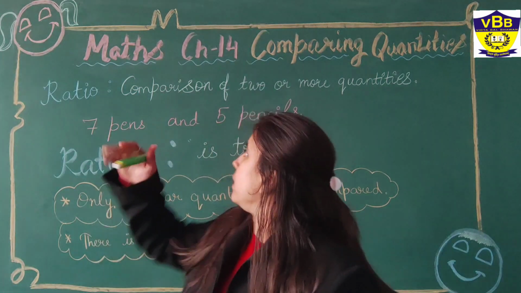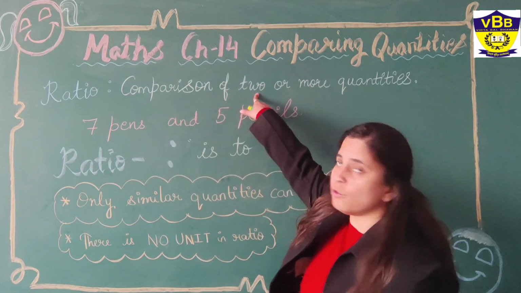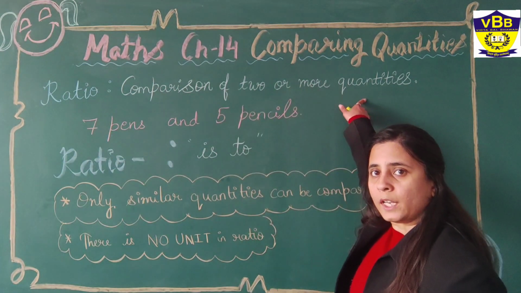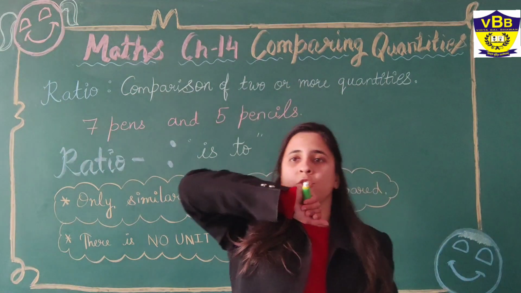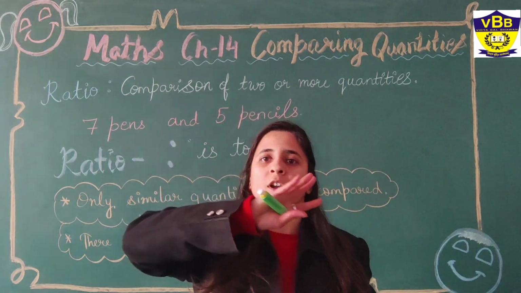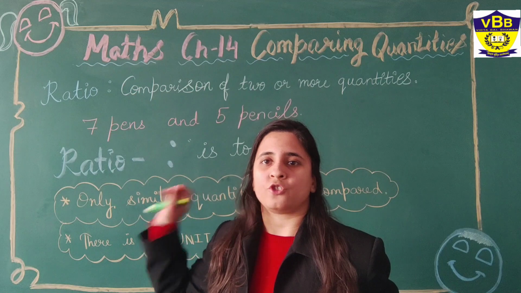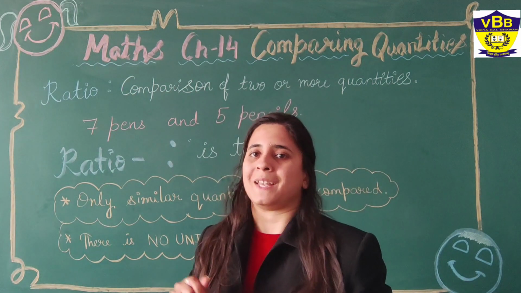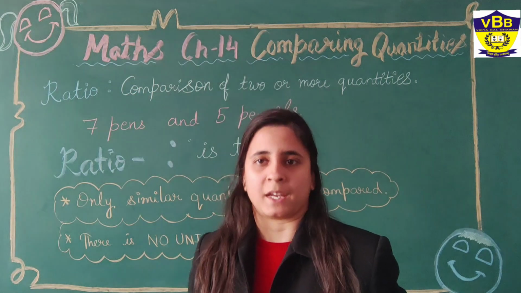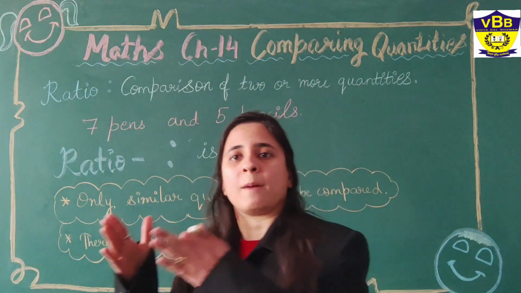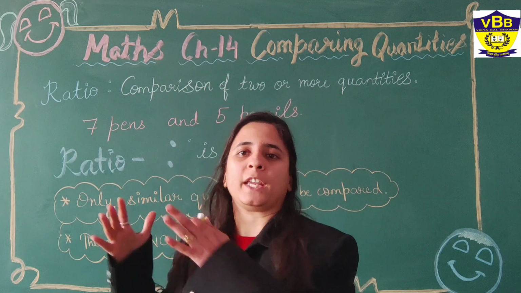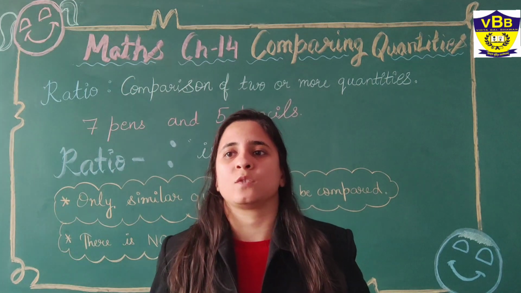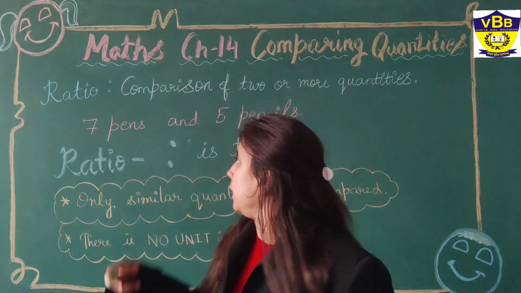What is ratio? Ratio is comparison of two or more quantities. When we are comparing two or more things like chocolates, pens and chips, if I say, how many chocolates I am having, how many pens I am having and how many chips packets I am having, so we are going to compare them. We are going to tell the quantity of those items. This is how we are going to continue.